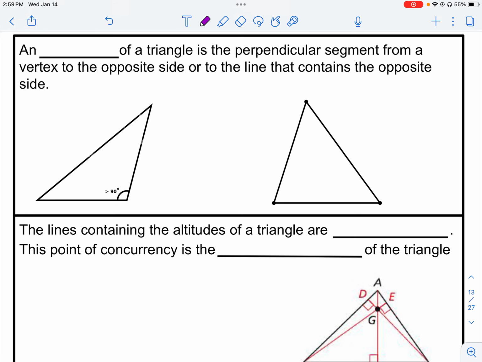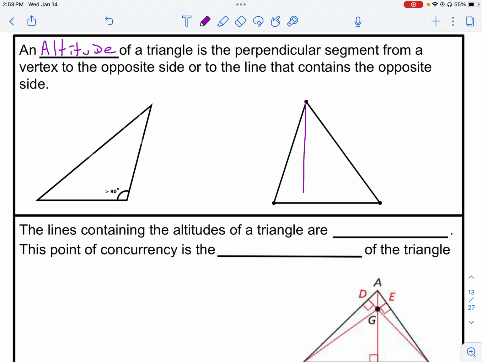All right, so now let's talk about an altitude. An altitude of a triangle is the perpendicular segment from a vertex to the opposite side, or to the line that contains the opposite side. When you think of the word altitude, you think of height. How far away is an airplane from the ground? Well, in a triangle, we use altitude the same way.